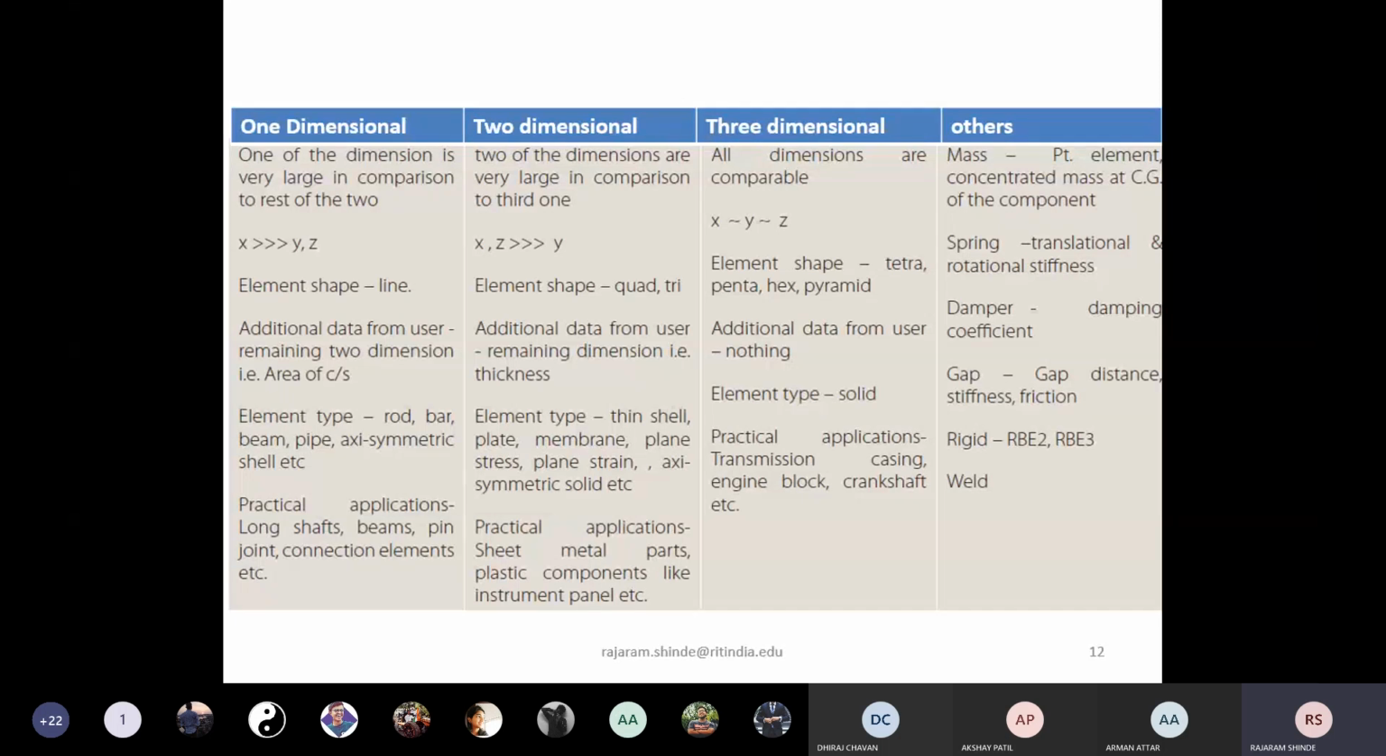Now after selection of the elements, we will start the meshing. Now for meshing, the first step is we have to check the symmetry. Why do we have to check the symmetry? Because here, for reducing the computational time, we have to reduce the number of equations. Now, how can we reduce the number of equations?